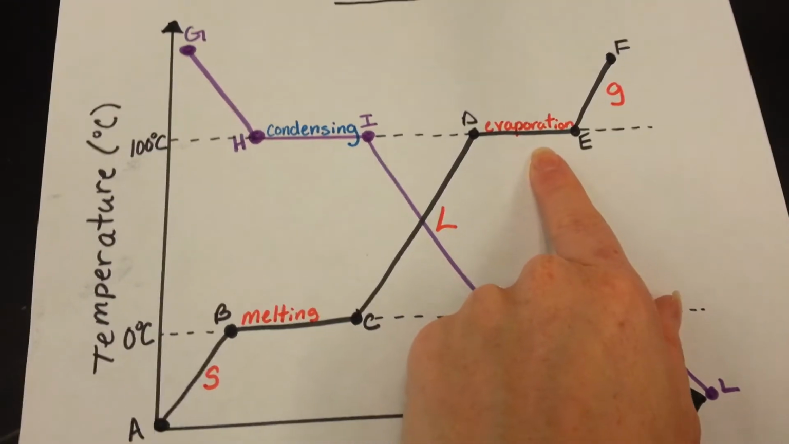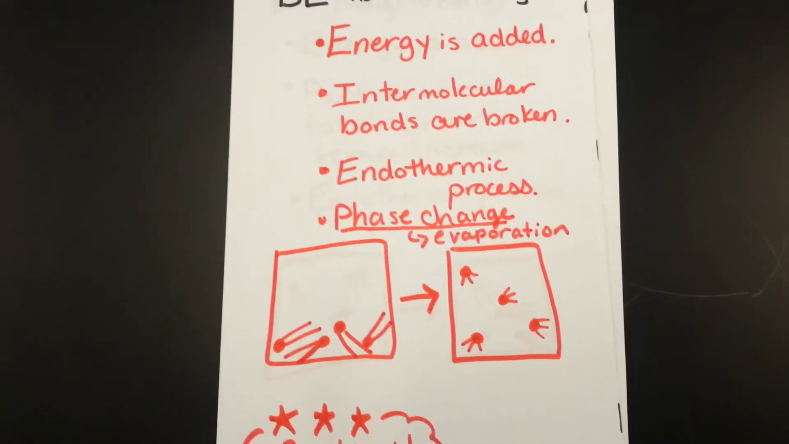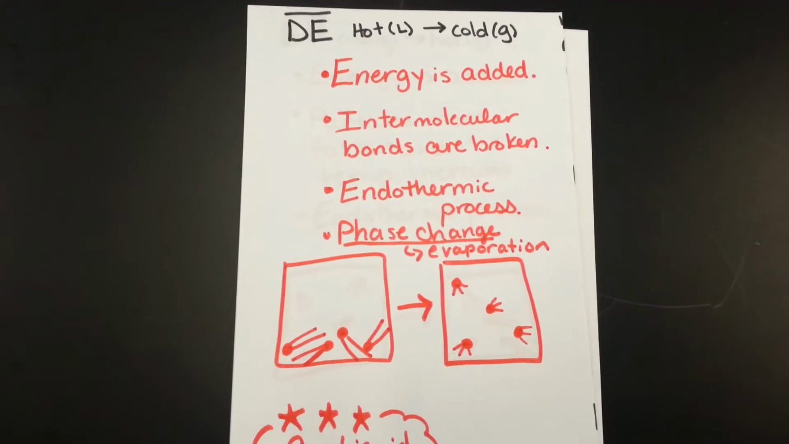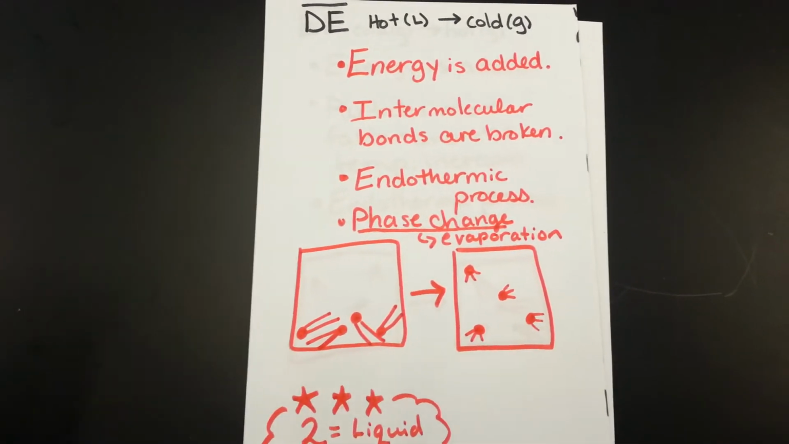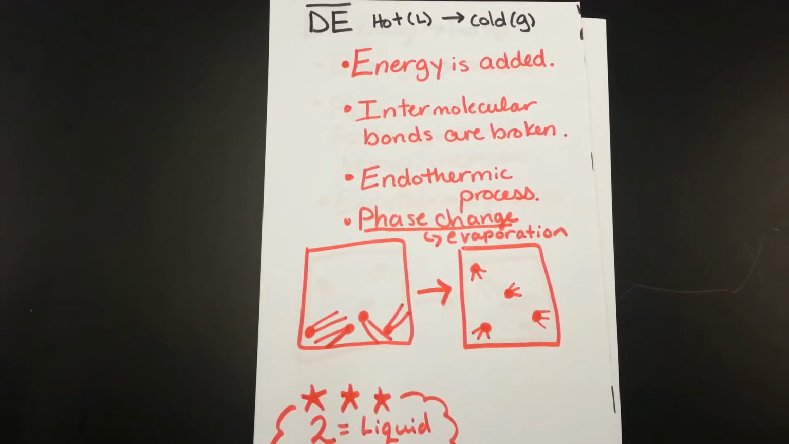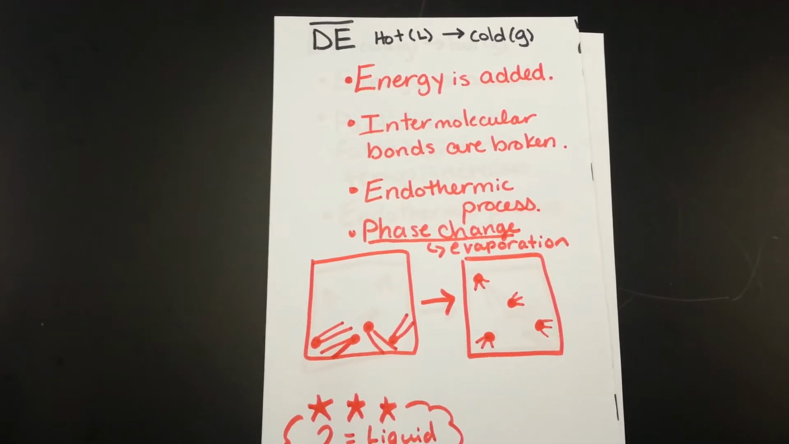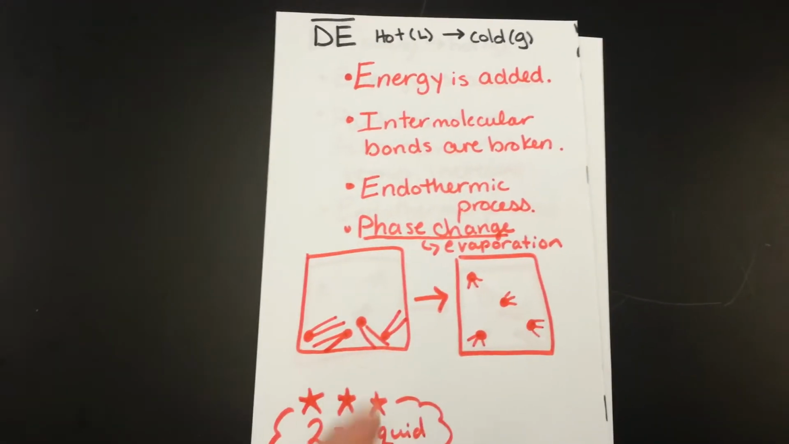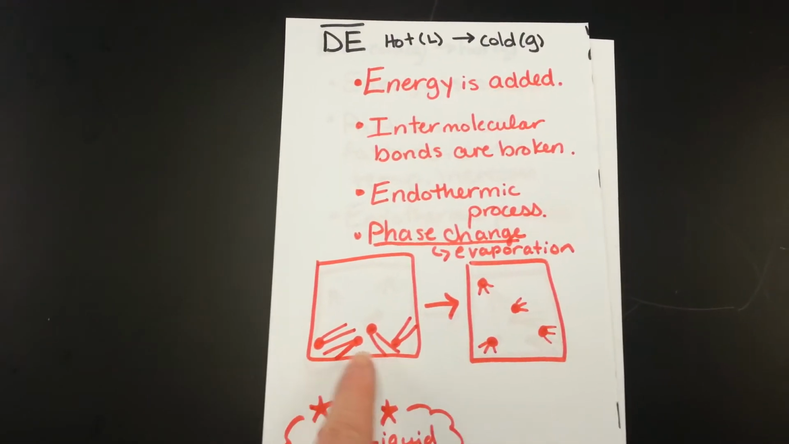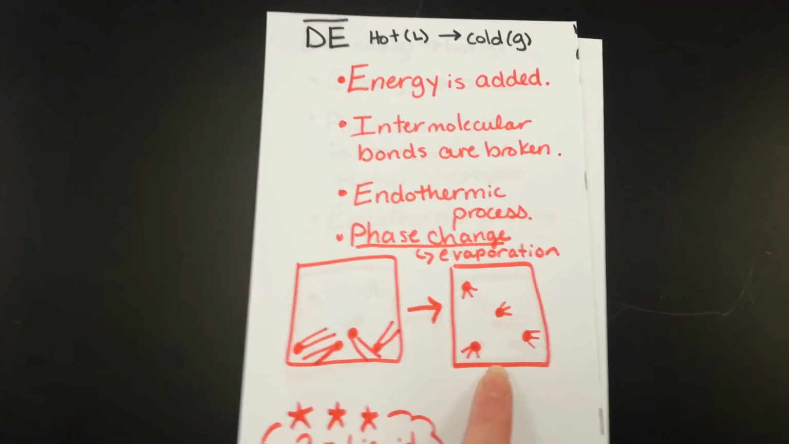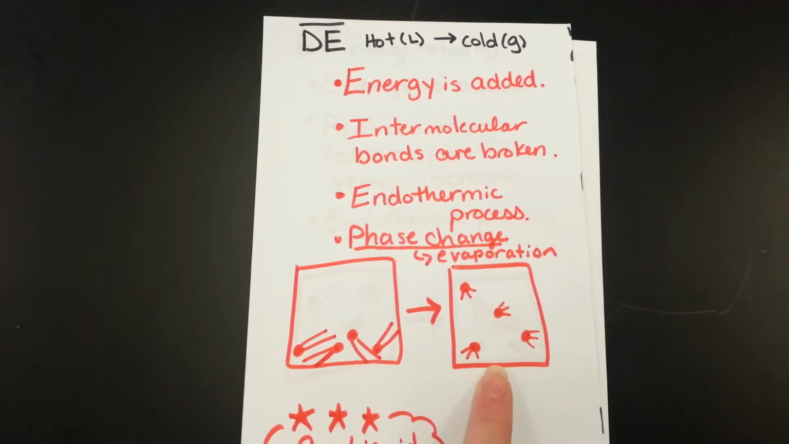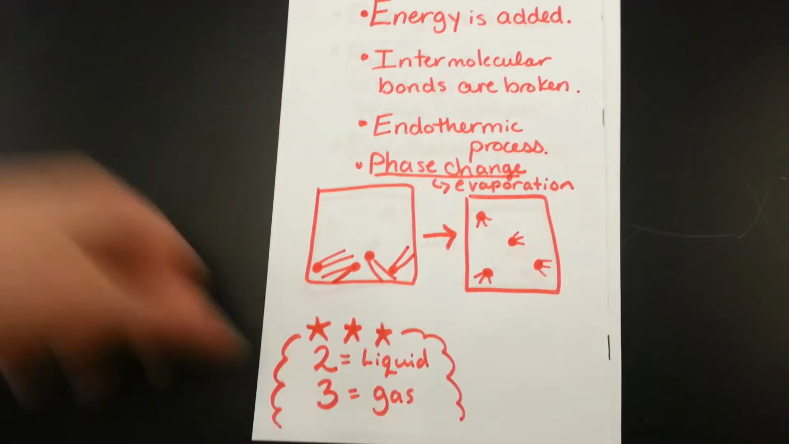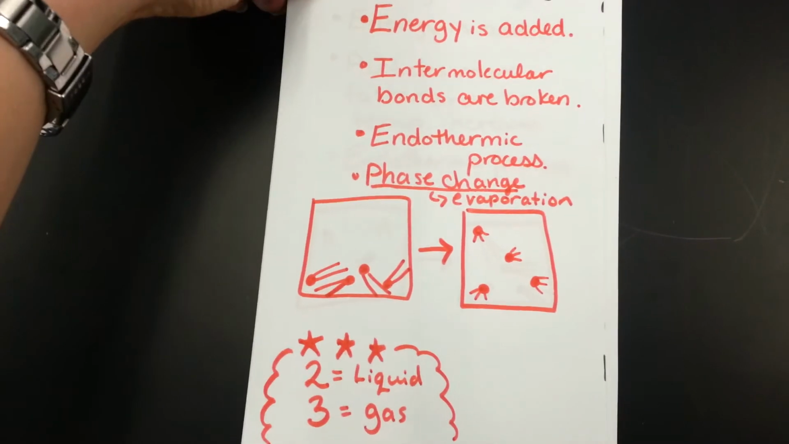Now, when we move to our DE, we're on another flat area. This is another phase change, so this time we are evaporating. When we go from a hot liquid to a cold gas, energy is still needed to be added, but we're now breaking all the rest of the intermolecular bonds, and this is an endothermic process. So our hot liquid molecules will burst into that gaseous phase, but in a relative sense, they are still a cold gas. Don't forget, 2 is liquid, 3 is gas. Very important when you do those particle diagrams.